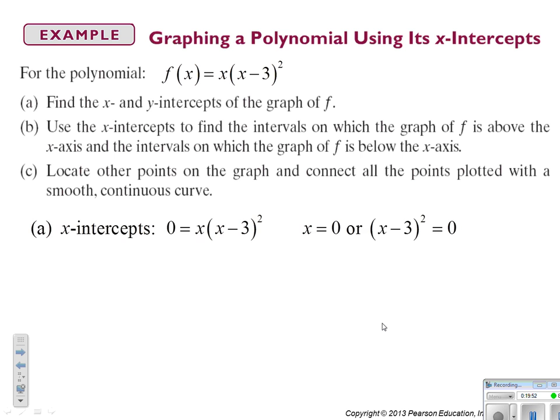All right, so x-intercepts is where y is equal to 0. And you divvy this up when you're setting it equal to 0. You set it up where you have x is equal to 0 and where x minus 3 squared is equal to 0, and then you solve it out. So the x-intercepts are x equals 0 and x equals 3.